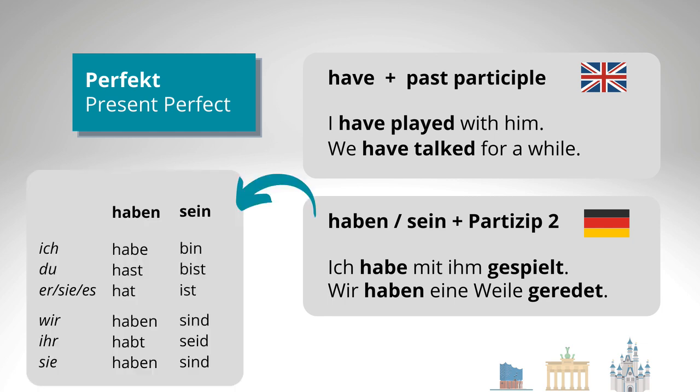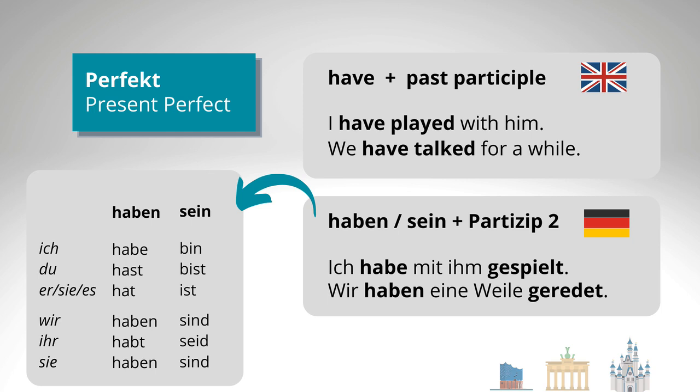Let's first focus on the first part, the auxiliary verbs haben and sein. As you probably remember, haben is conjugated like this. Ich habe, du hast, sie es hat, wir haben, ihr habt, and sie haben. Sein, on the other hand, is conjugated like this. Ich bin, du bist, sie es ist, wir sind, ihr seid, and sie sind.